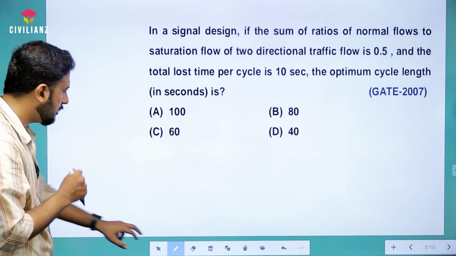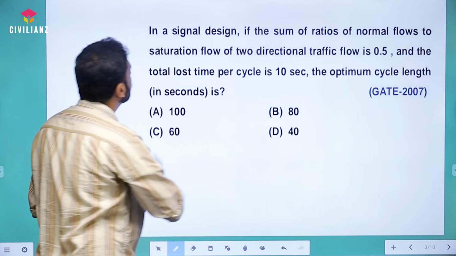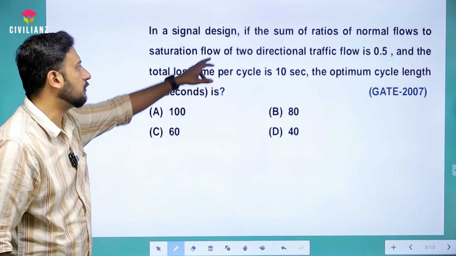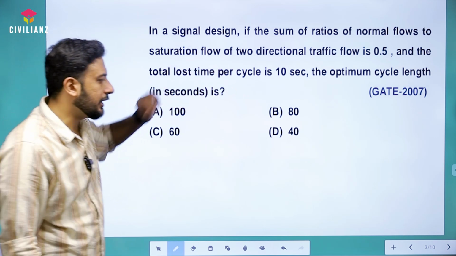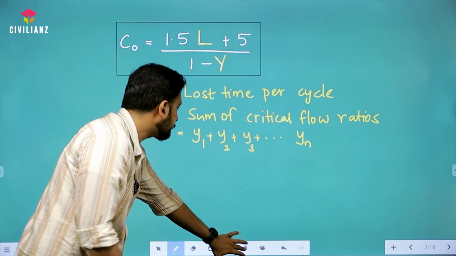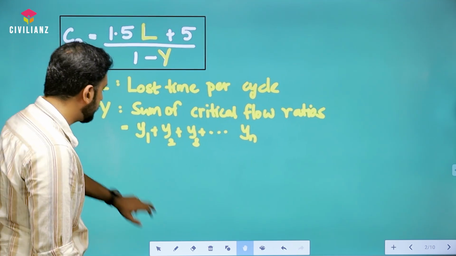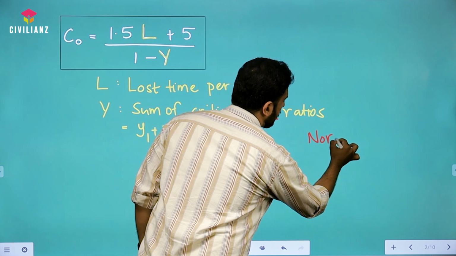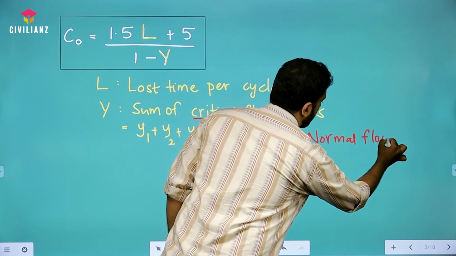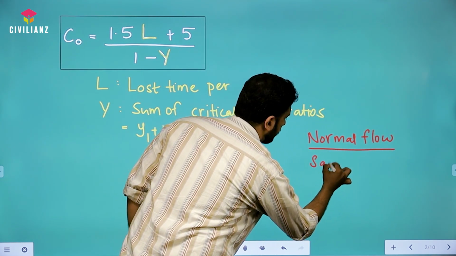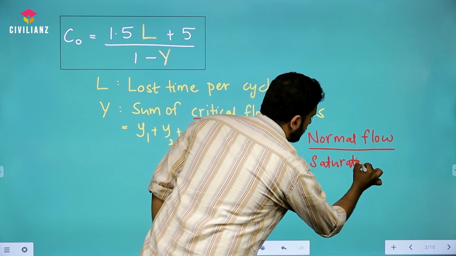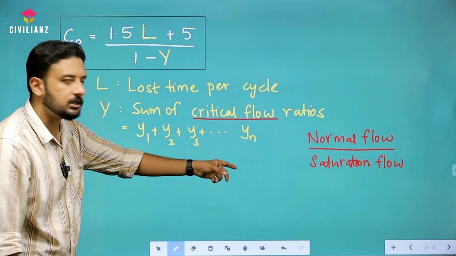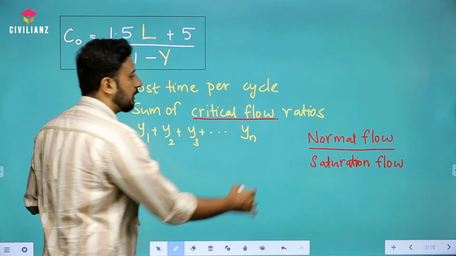Look at this question, asked in the GATE examination for 1 mark. In a signal design, if the sum of ratios of normal flows to saturation flow, which is actually the critical flow ratio. Let me write that here also. Each of these critical flow ratios is equal to the normal flow to saturation flow, and I will explain what this normal flow and saturation flow are. So this ratio of normal flow to saturation flow is called the critical flow ratio.